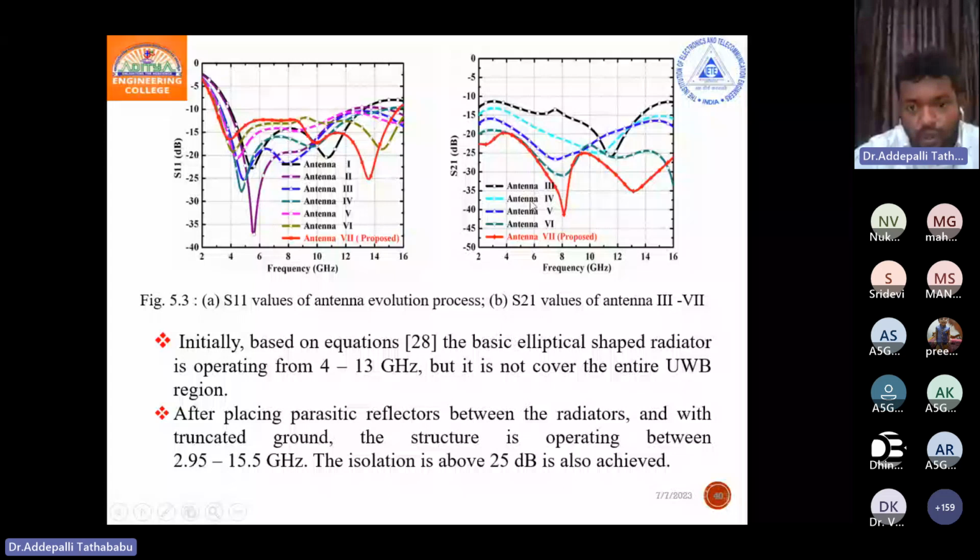Now coming to the isolation, we have to check it. For antenna 3, this is the black line isolation. Now one strip is placed here, 2 strips are placed here, 3 strips are placed here, and 4 strips. This is the 3, this is the 5, and this is the 7. So finally we got a better result. The overall isolation is greater than 20 dB.